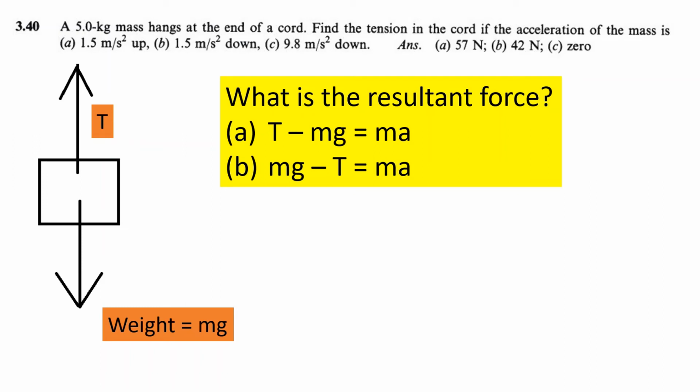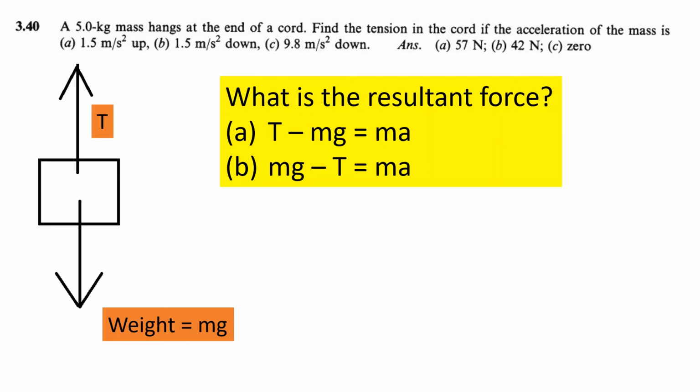So let's label all the forces. You've got the tension and you've got the weight. Those are the two forces. One's acting up, one's acting down. Now, to work out the resultant, because one's acting in the opposite direction, one of them is negative. So for part A, because it says it's going up, we're going to take T as positive and the weight as negative. So the tension minus the weight is equal to the resultant force.